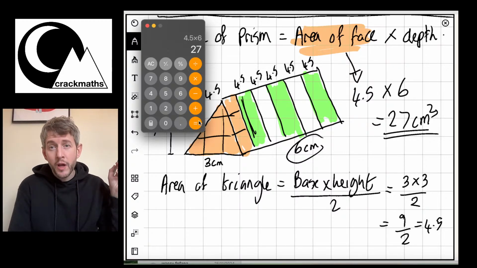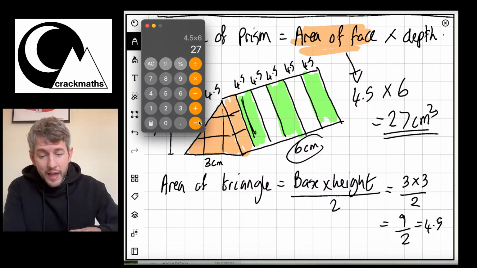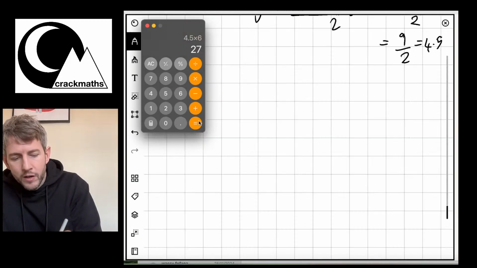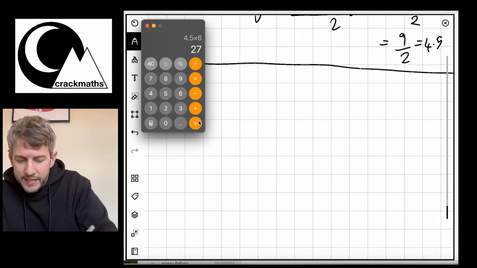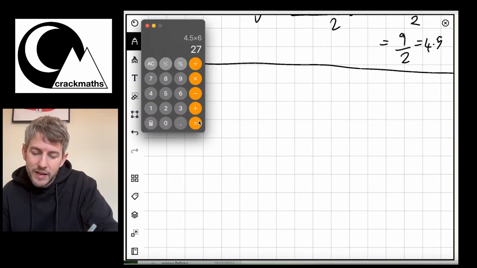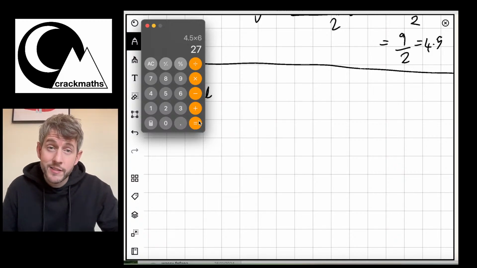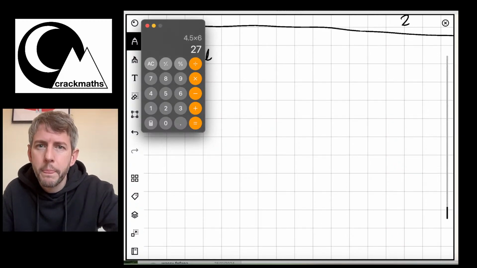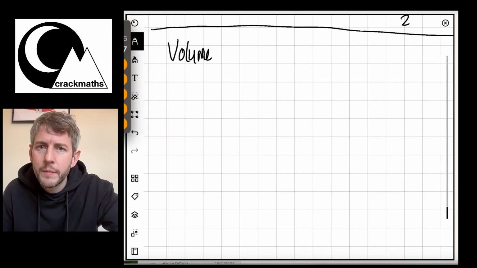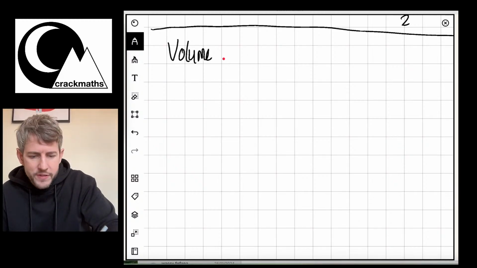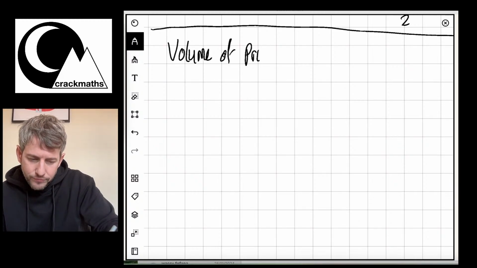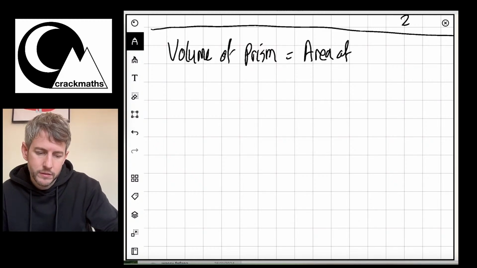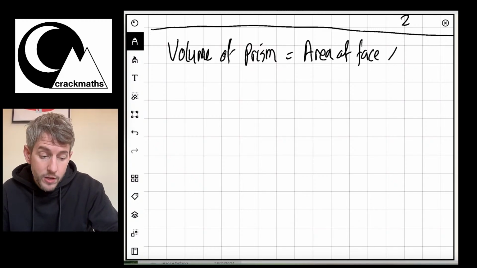Okay, right, now there's one more prism that we need to know, and that is the cylinder. So we've got here volume of cylinder. Well, it's volume of prism again, really, but a cylinder is just going to have a circle on the front. So let me write that here. The volume of the cylinder prism. Remember, it's the area of the face times the depth.